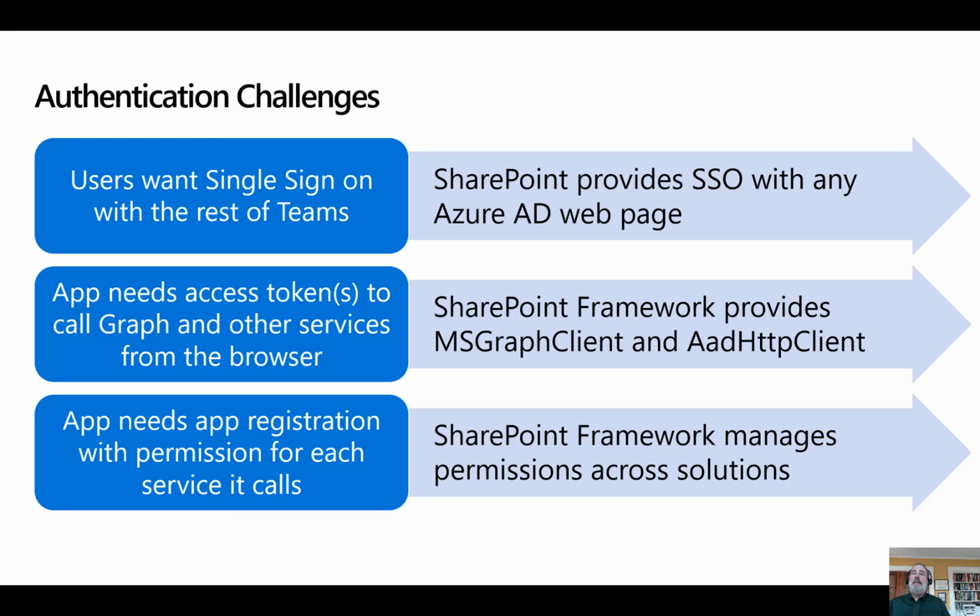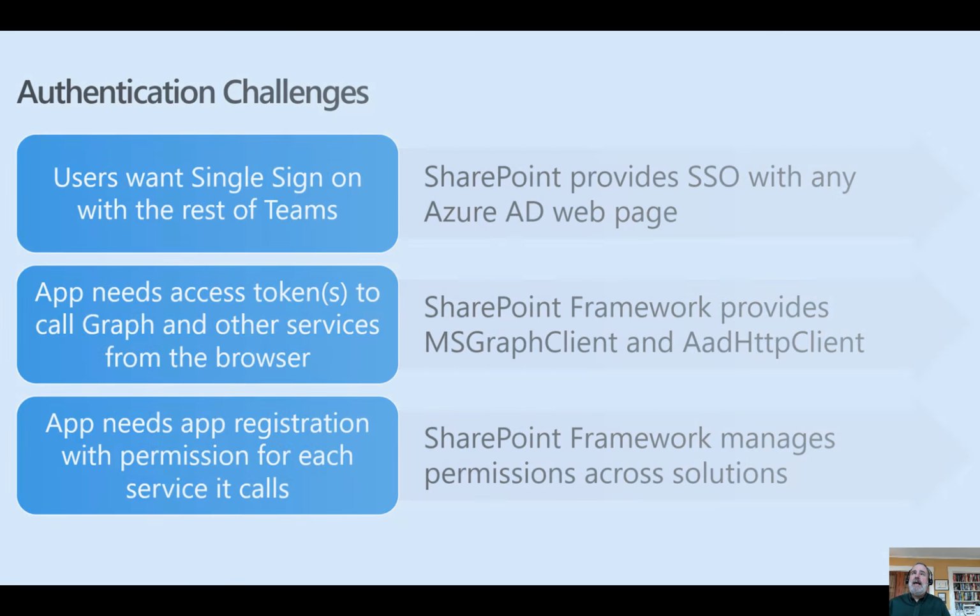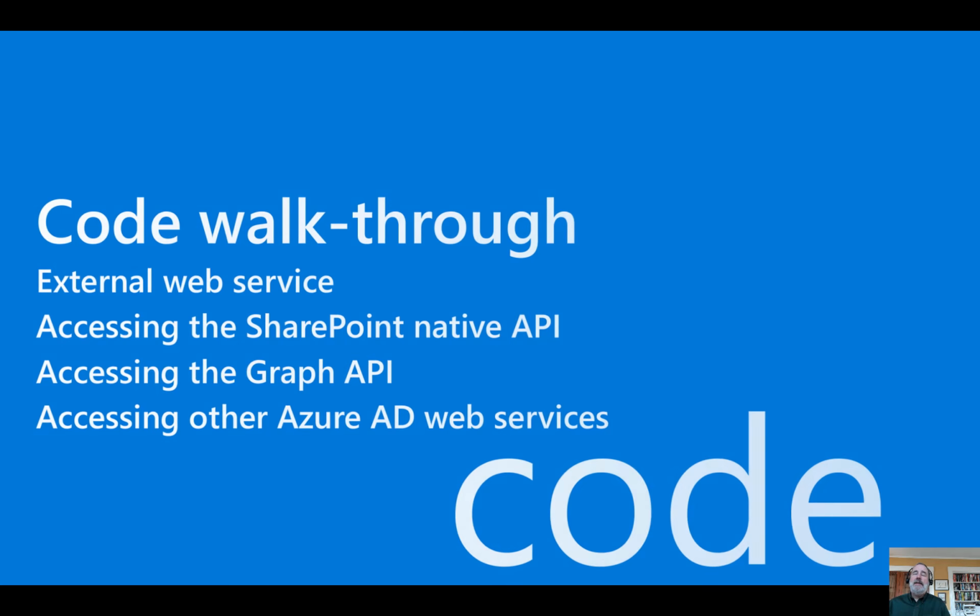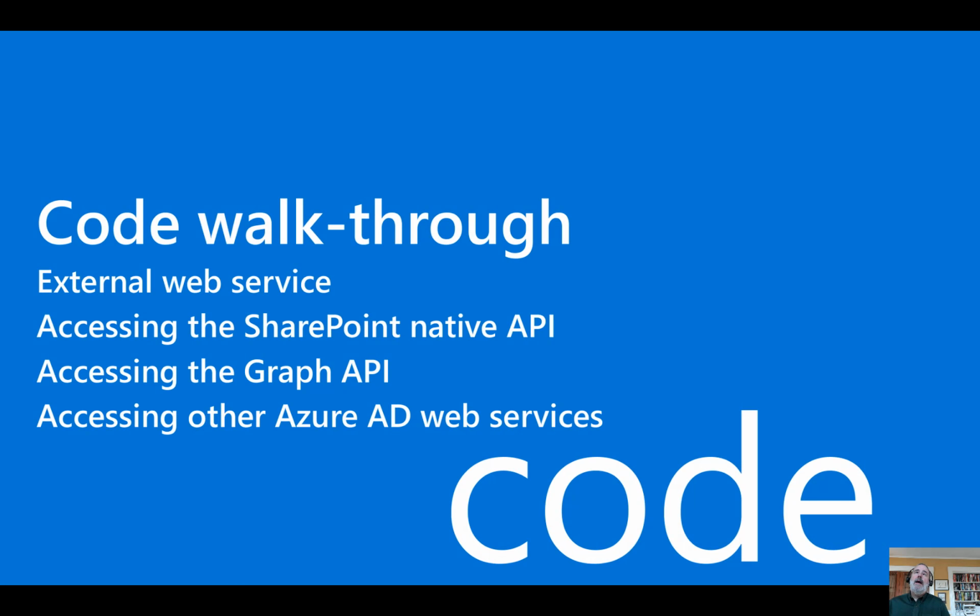Also, you need to register each application and the permission that it's going to need. And again, the SharePoint Framework manages that as well. So I want to show you some more code. And this time, I'm going to show you how to call an external web service. I'm going to show you how to access the SharePoint native API, the Graph API, and also I'll pop into another project that I have to show you how to call a custom web service in Azure that's secured with Azure AD.